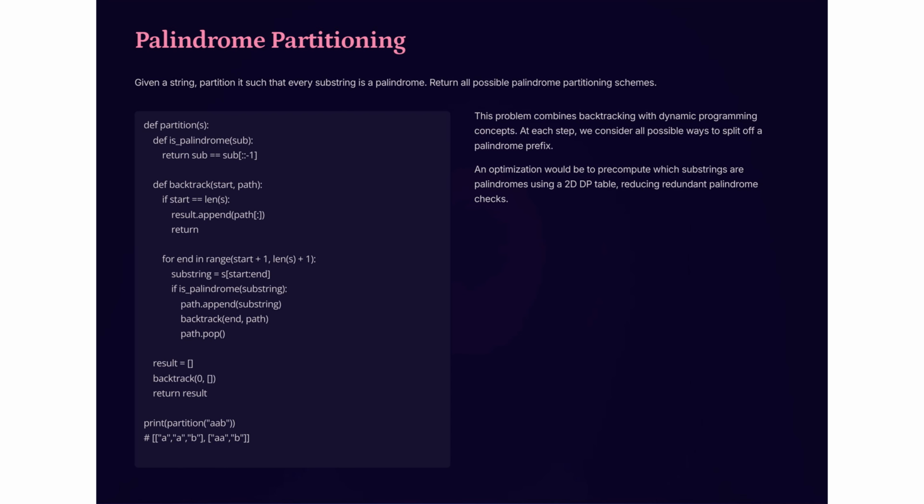Palindrome partitioning involves splitting a string into substrings where each is a palindrome. Using backtracking, we explore all possible partitions, checking each substring for palindromicity. An optimization is pre-computing palindromes with a 2D dynamic programming table, minimizing redundant checks. This approach efficiently combines backtracking with dynamic programming principles.